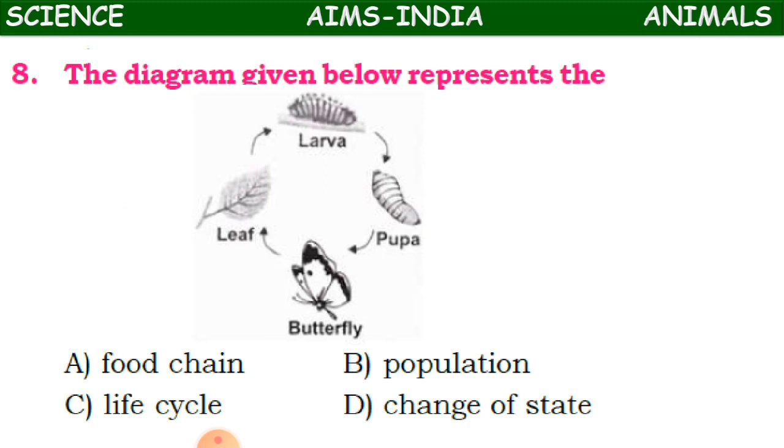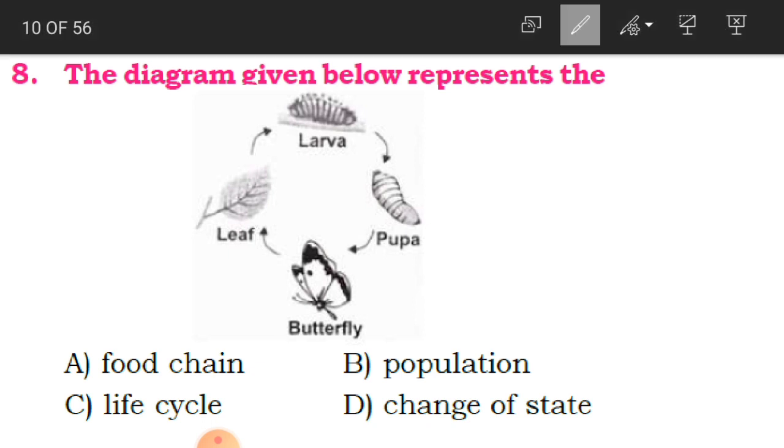The diagram given below represents the... So here is a diagram of the life cycle of a butterfly. So what does this represent? I have already given you the answer while I was telling you about the question. So again let us check. What is our answer? A is food chain, B option is population, C is life cycle, D is change of state.